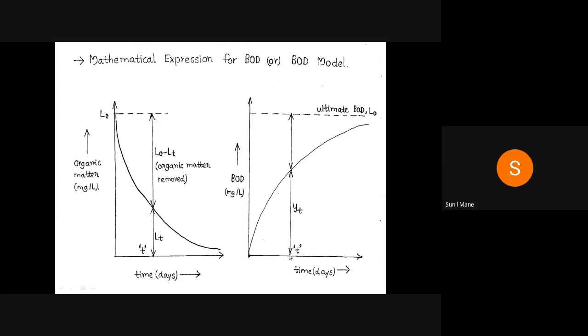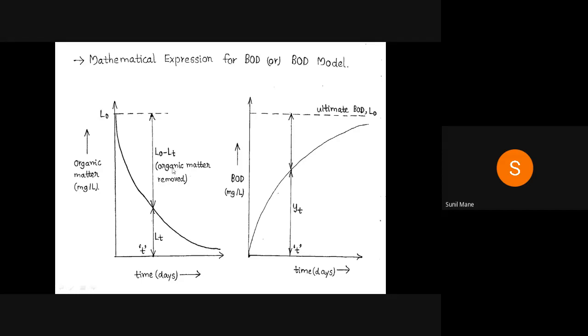On the fifth day, this much is the oxygen demand. That means this would be the BOD. So YT would be Y5. On the fifth day, this would be the oxygen demand. At time T, this would be LT consumed.